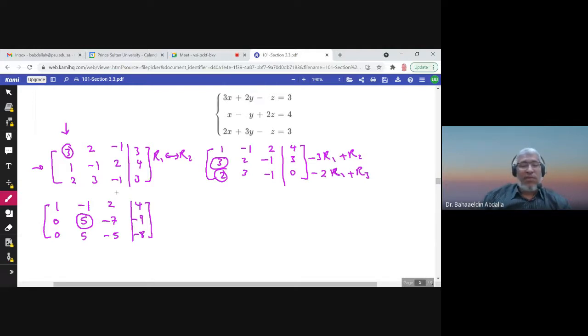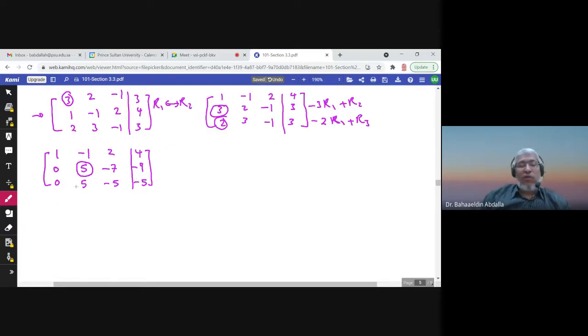Well, I think I made a mistake here. Yeah, this is not 0, this is a 3. So negative 2 times 4, this is 3. Also here, this number is 3. So negative 2 times 4, negative 8 plus 3, that's negative 5, not negative 8.